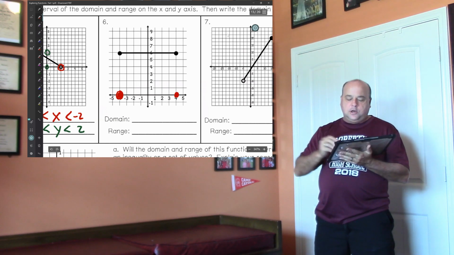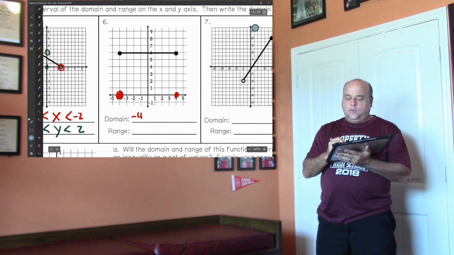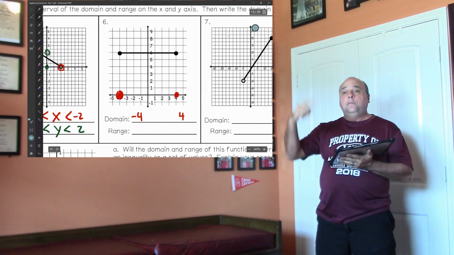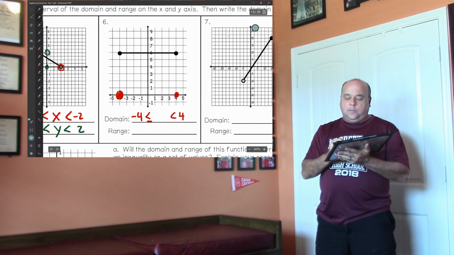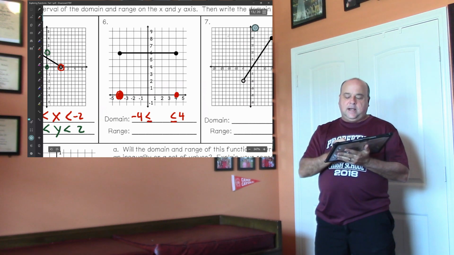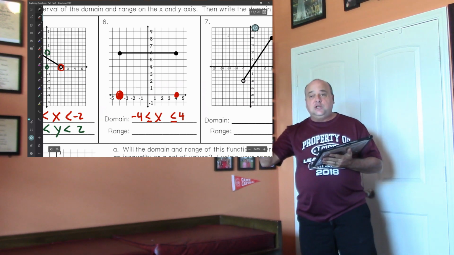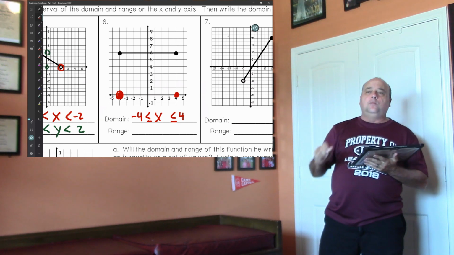So let's write down our domain. It starts at negative 4, it goes to positive 4, put less than symbols. Since they're closed dots, I need the equal bars, and we put the letter x in here. If we want the range, we'll put y. If we want the domain, we'll put x.